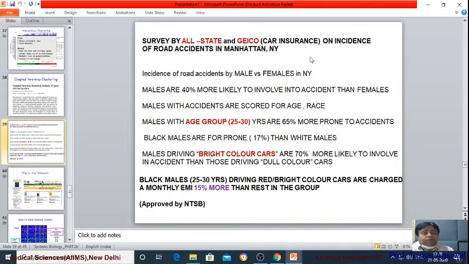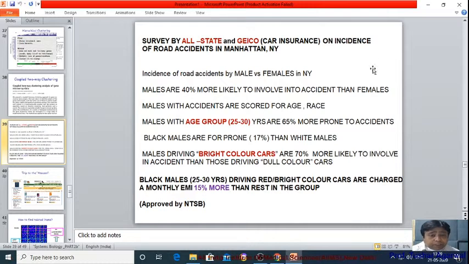Now, suppose they looked at the incidence of road accidents among males versus females in New York. That's the question, the query, the hypothesis which they are asking. They found that males are 40% more likely to be involved in an accident than females. So we know for sure that males are more prone to accidents when they drive a car than females. Now they try to find out what the pattern is of those people who have been engaged in an accident.